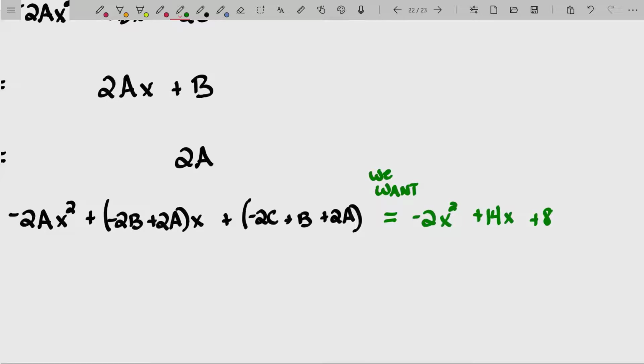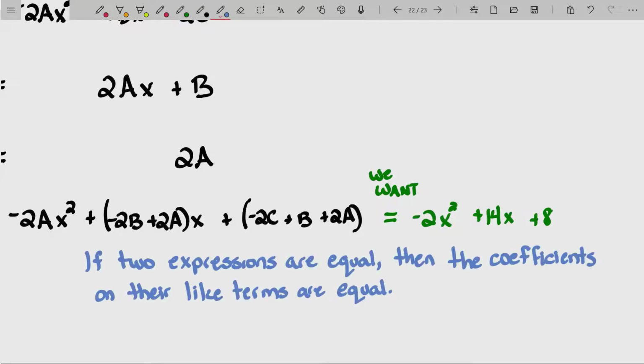Now here's where a new method comes in. So far we have only used current methods to take derivatives, and then I used a little algebra to add some stuff up. That's old stuff. But now something new sneaks in here, and it's called comparison of coefficients. If two expressions are equal, then the coefficients on their like terms must also be equal. This is called comparison of coefficients.